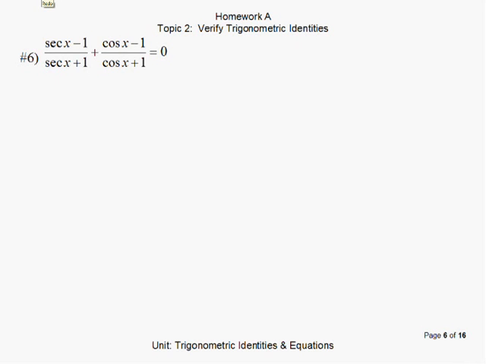For this one here, I would change my secants to 1 over cosines. And then in turn, change the 1's to have a common denominator of cosine over cosine. Same thing in my denominator.